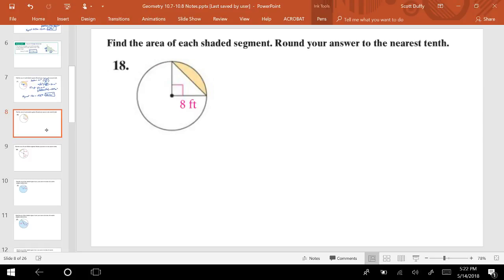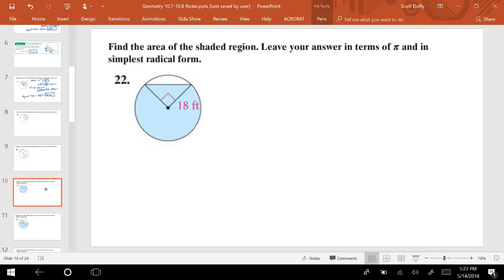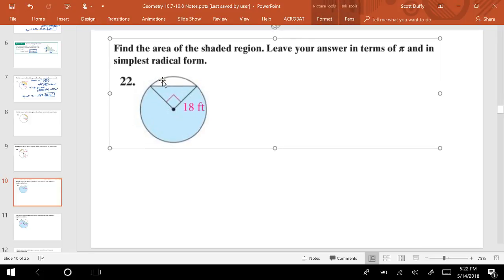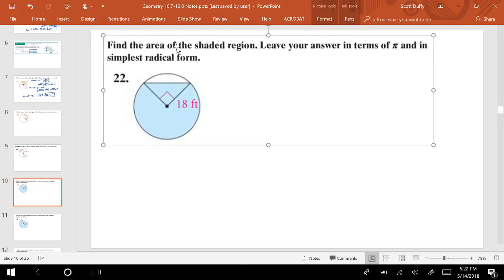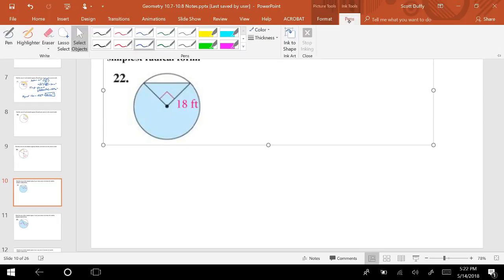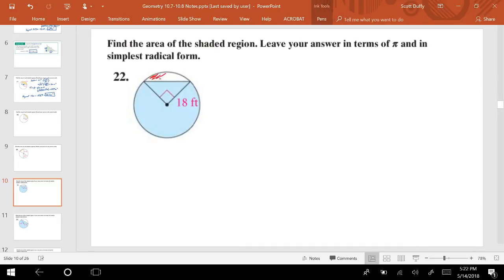These two, 18 and 19, you can do on your own, doing the same method as we have been doing. But when we get to number 22, that's a little bit different. Now, what we see is that we are trying to actually find the whole circle, subtract this segment, excuse me. So we don't want to include this.